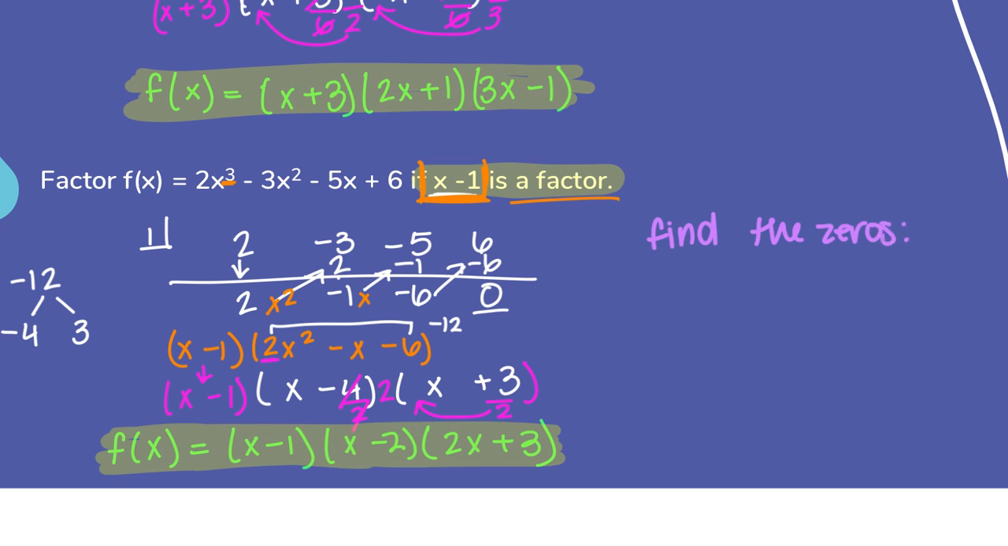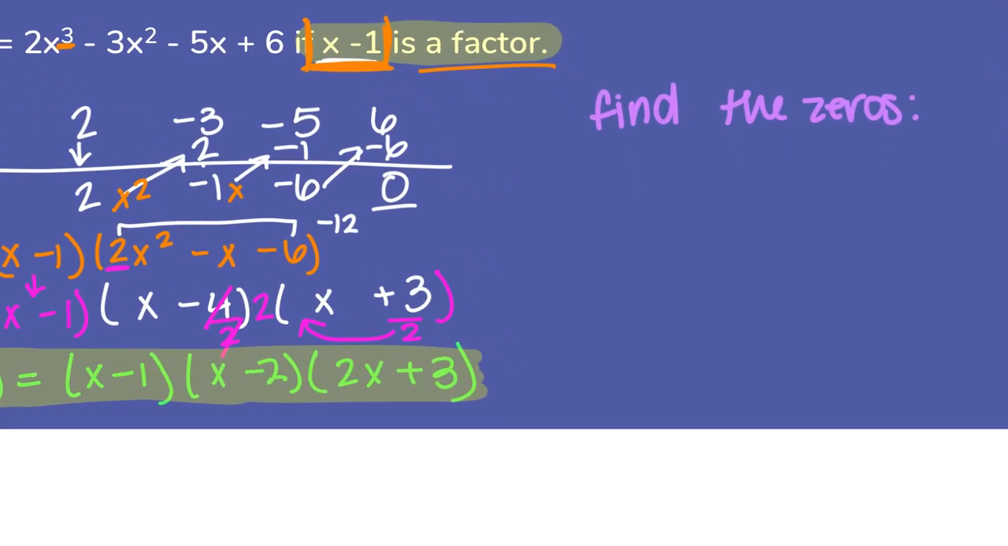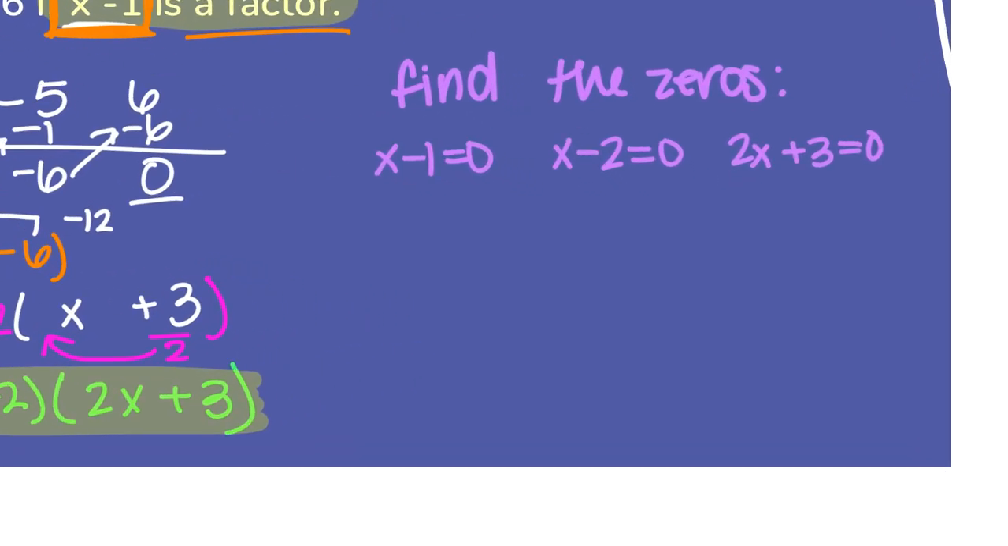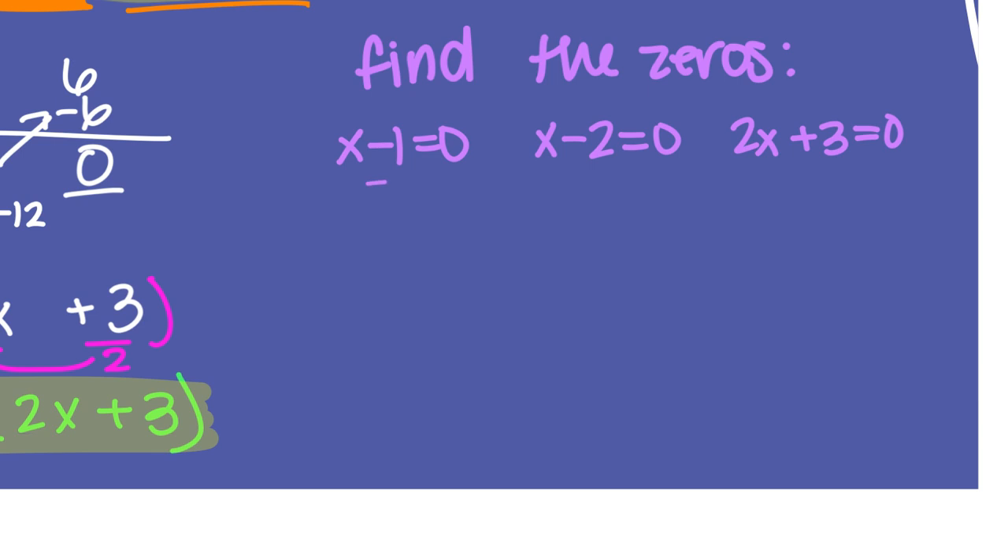All right, what am I going to do? I'm going to take whatever I factored and set it equal to 0. So what did I have? I had x minus 1 equals 0, x minus 2 equals 0, and 2x plus 3 equals 0. Solving all of these, I'm going to use inverse operations. If I'm adding one to one side, I have to add it to the other. I'm going to get x equals positive 1.